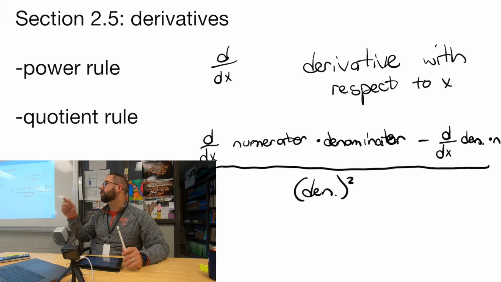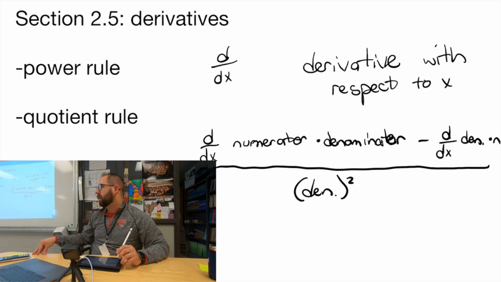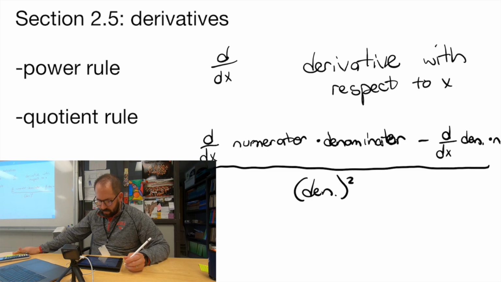Question? Towards the end, minus d over dx of the denominator times the numerator. Times numerator, okay. Sorry, I'll abbreviate a little better when we get to the actual problems. Okay, we ready to go to the actual examples?